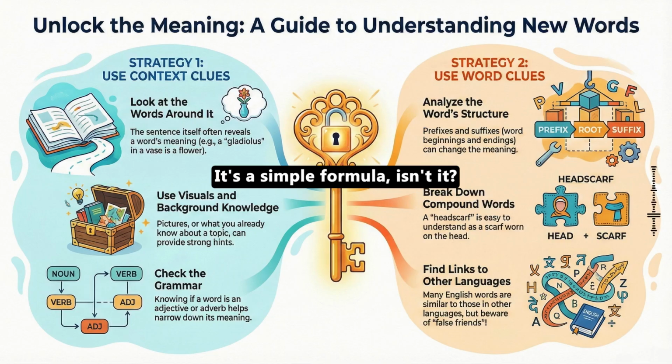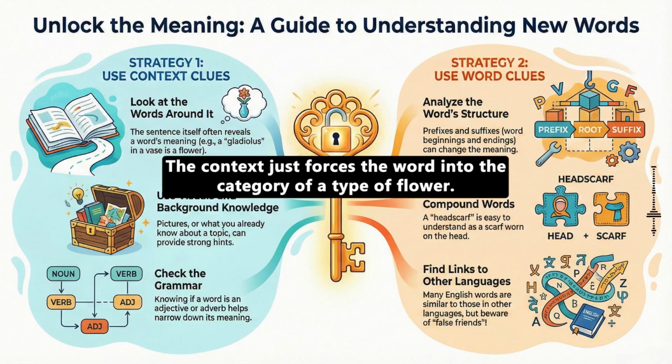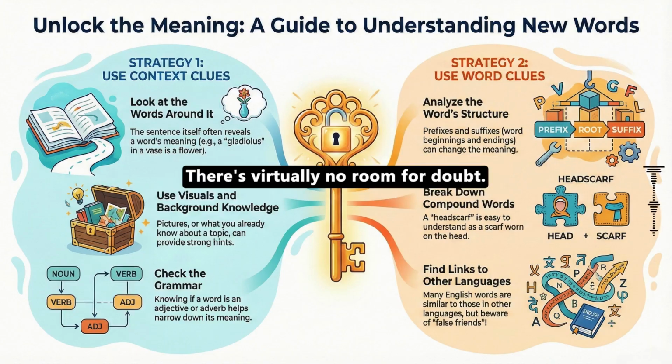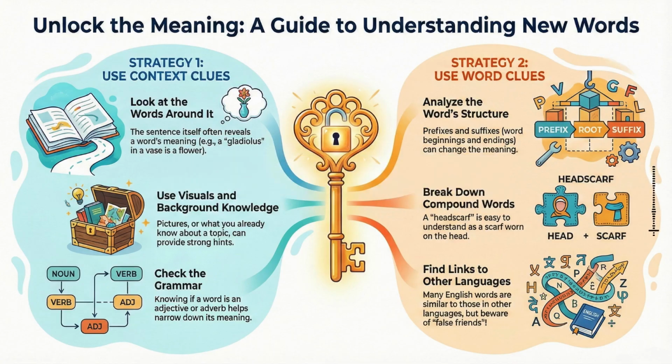It's a simple formula, isn't it? Yeah. It's something that could be picked. It's tall and yellow. And it's put in a vase. The context just forces the word into the category of a type of flower. There's virtually no room for doubt. But that works great for concrete things like flowers. What if the word is abstract?